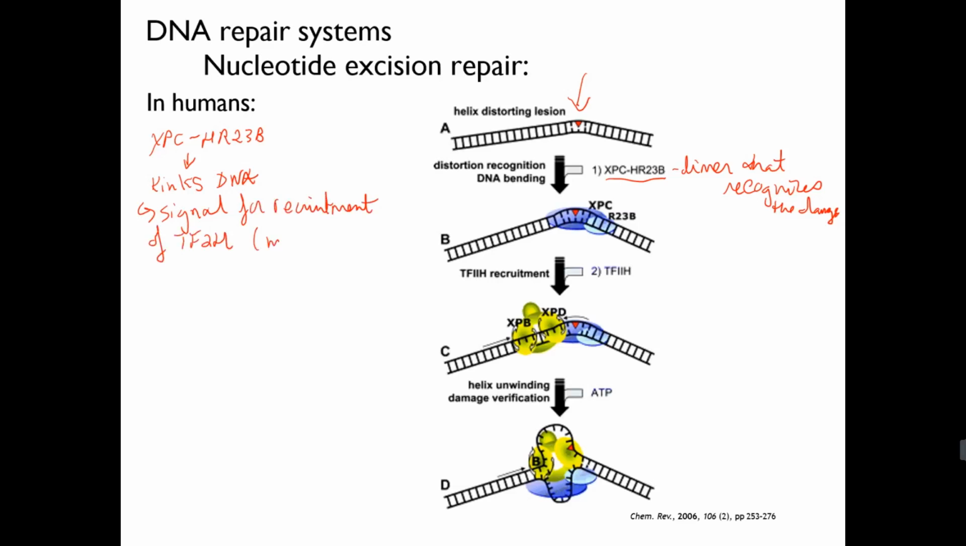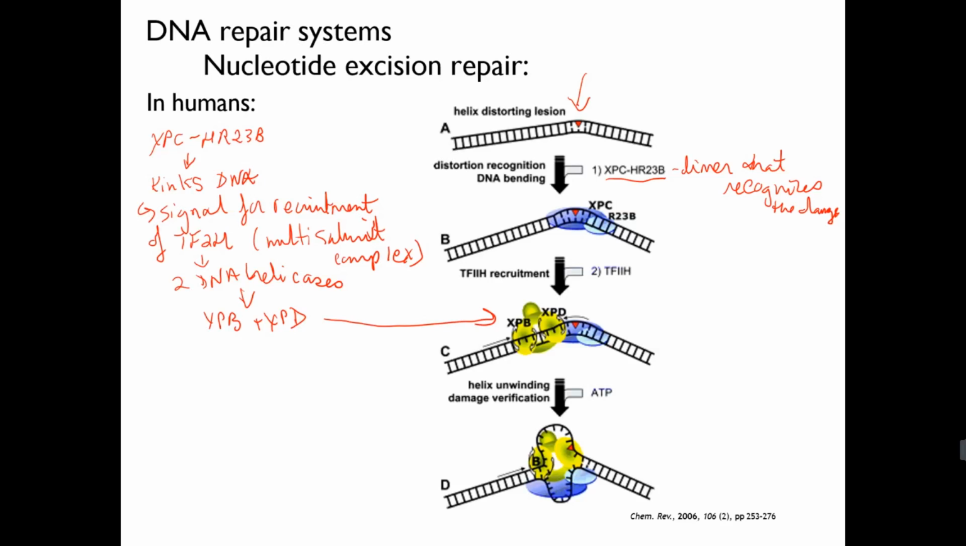TFIIH is a multi-subunit complex. And why is this important? Because it's actually composed of two DNA helicases. These two DNA helicases are XPB and XPD. And they're represented here in the schematic.